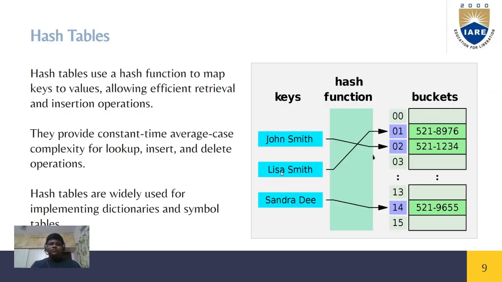Hash tables. Hash tables use a hash function to map keys to values, allowing efficient retrieval and insertion operations. They provide constant time average case complexity for lookup, insert, and delete operations. Hash tables are widely used for implementing dictionaries and symbol tables. As we know, hash tables include hash maps and hash dictionaries.